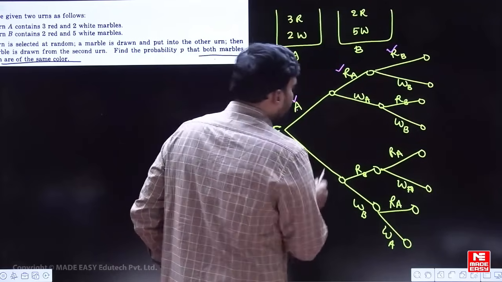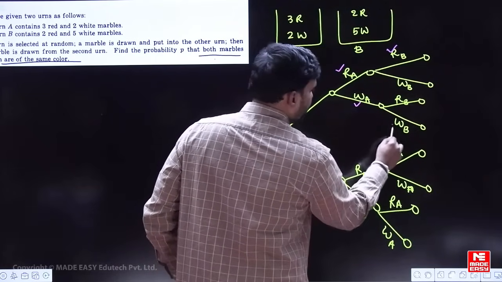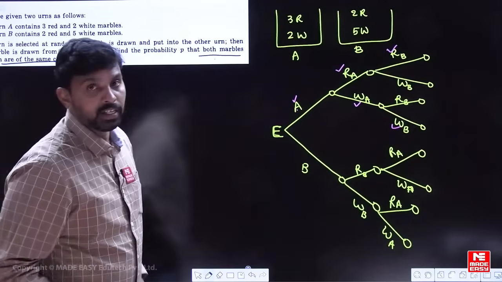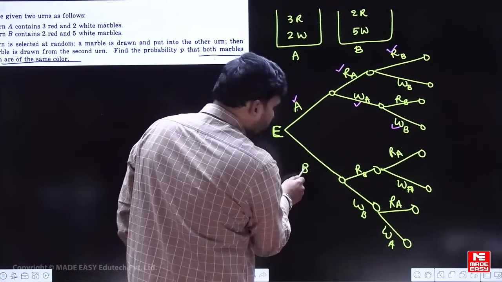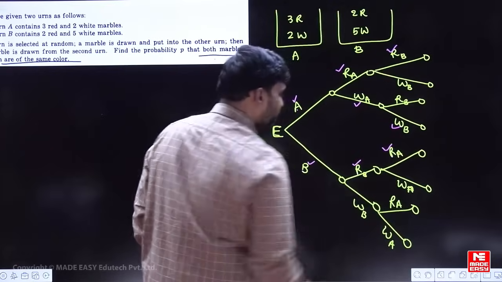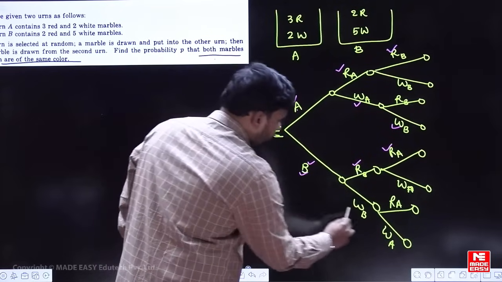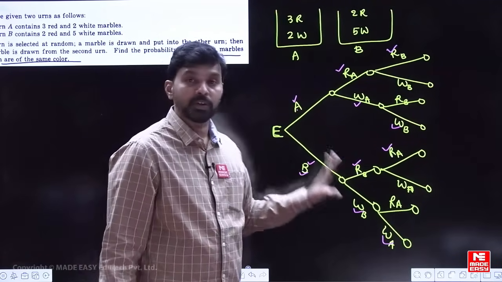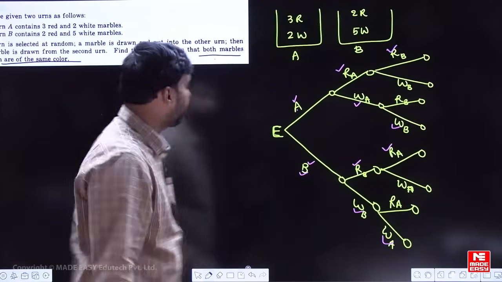Okay, here you can see. So either this or this or this. So white, white, white. This is another transaction of getting the same color. Then B, R, R. This is another transaction of the same color, and this is another transaction of the same color here. So there are 4 possibilities of drawing the same color.